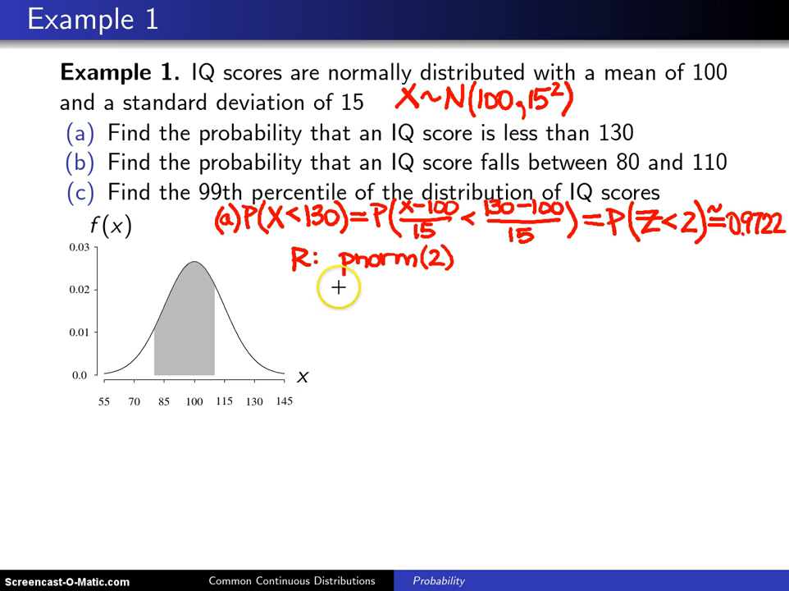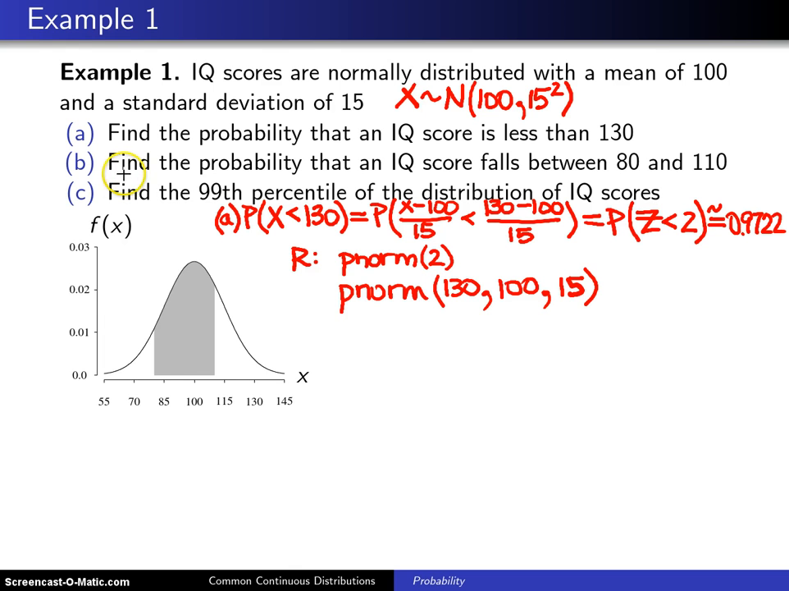Now there's another thing that you can do in R, and what you can do is you can put pnorm, and you can go back to the original problem statement and not do all of this work. You can say 130. I want the probability of being less than 130, given that my mean is 100 and my standard deviation is 15. That will also give you the 0.9722. Again, what you're doing is you're letting R do all of this standardizing work for you.